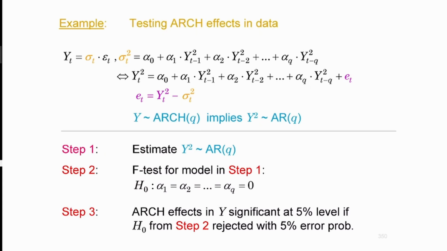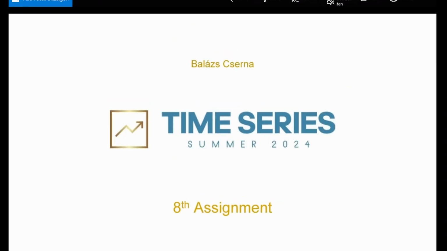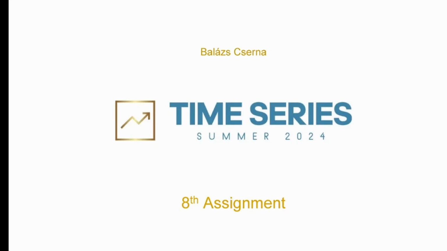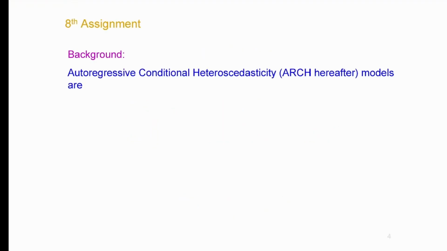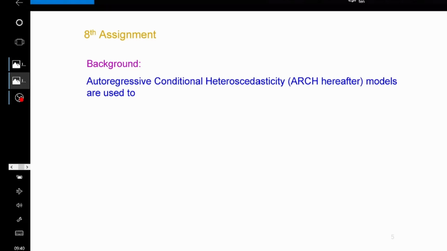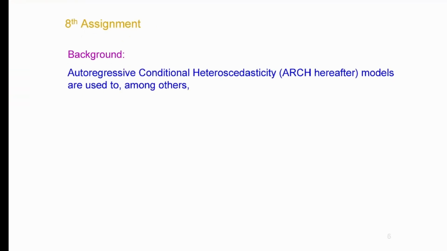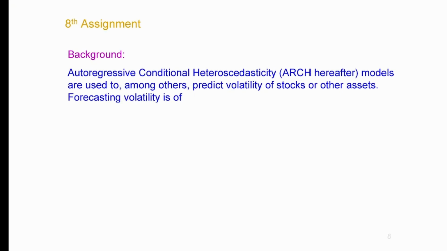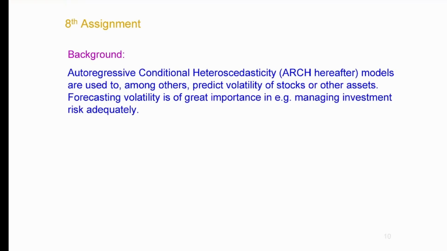Okay, so again, this is your next assignment, by the way, which I wanted to talk about. And the background is, of course, these types of models that I mentioned before. Autoregressive conditional heteroscedasticity models are used, among others, to predict volatility of stocks or other asset returns. For asset returns in particular, so not the prices, but the returns, right? And forecasting volatility is of great importance, of course, for managing risk sufficiently, and that's not a surprise.